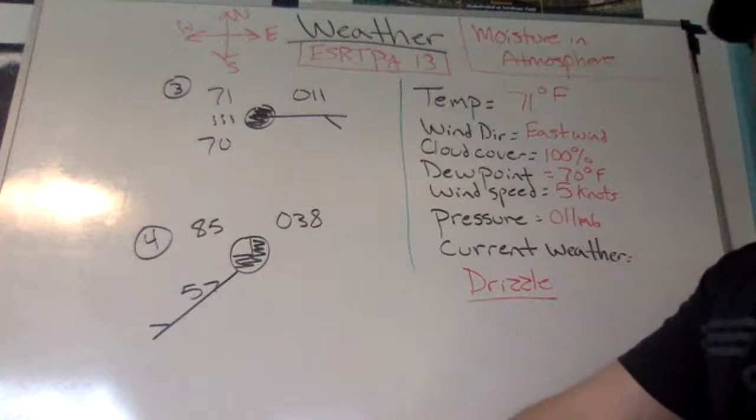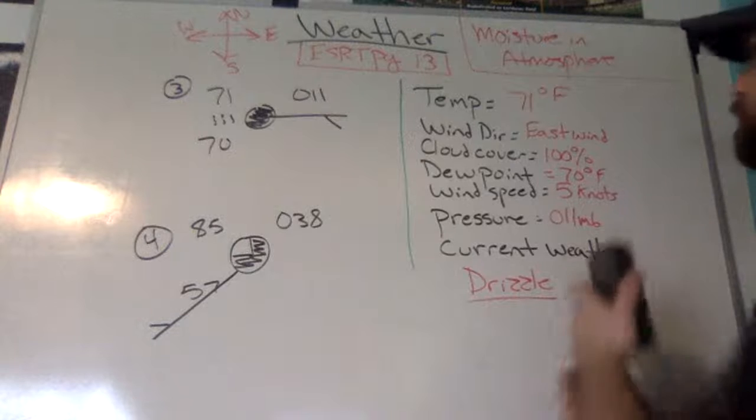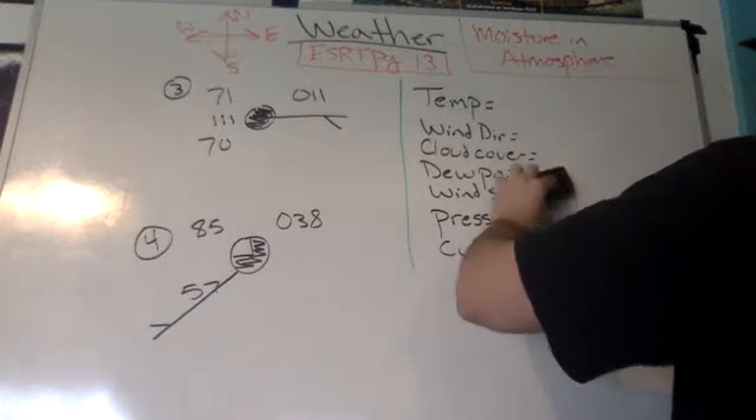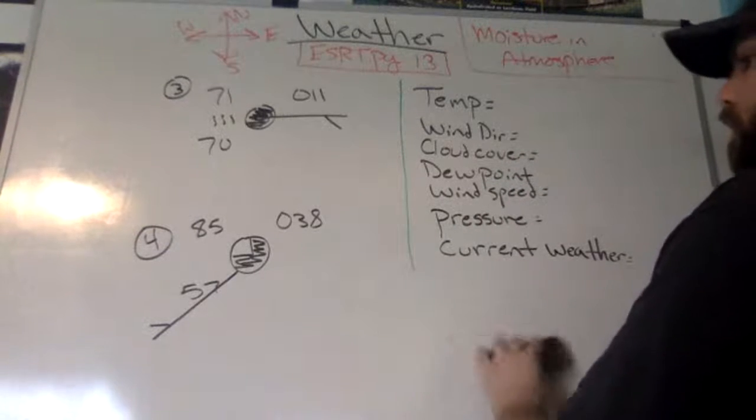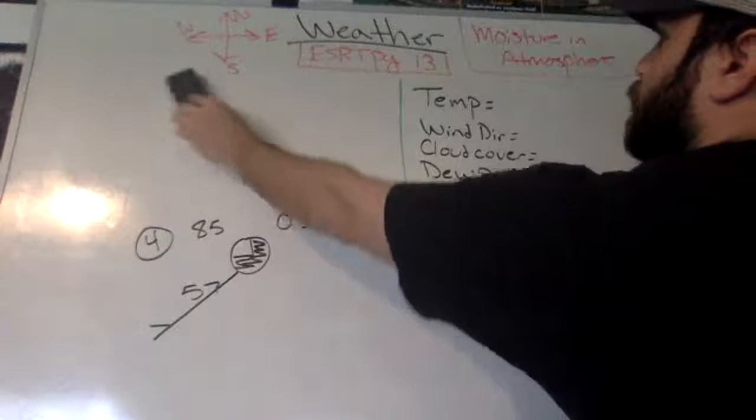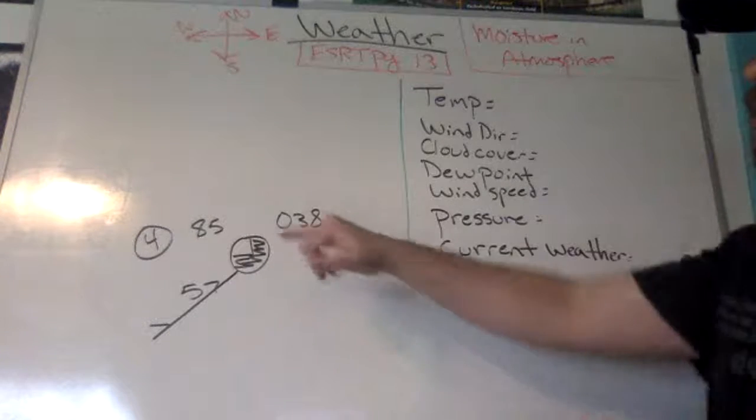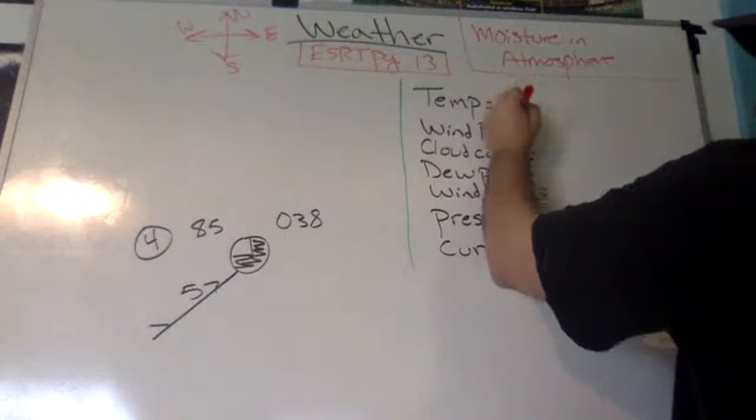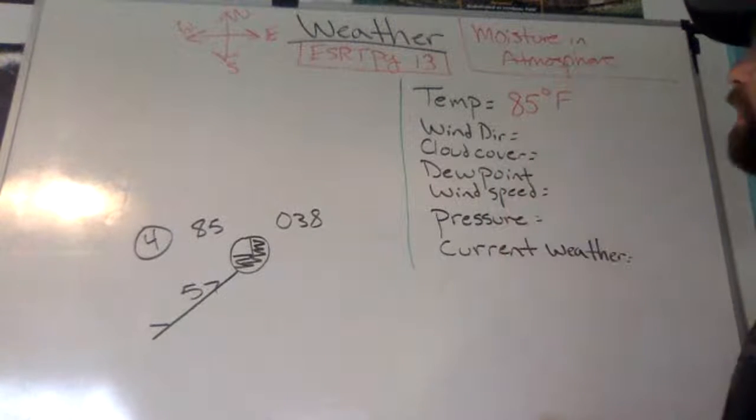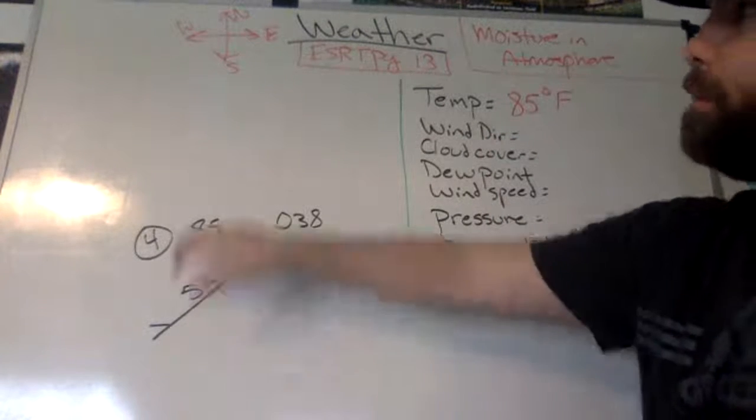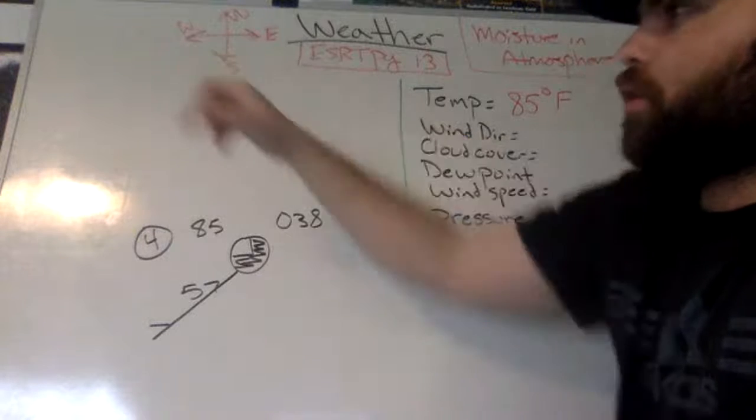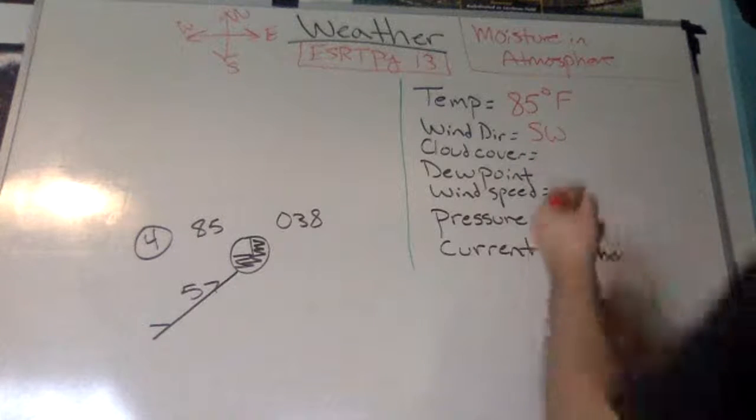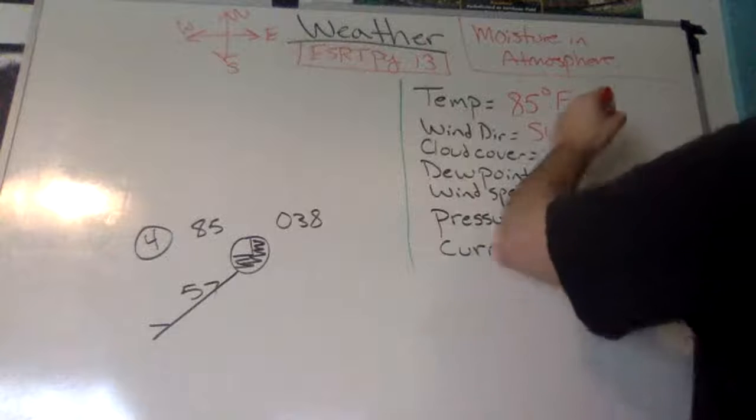Now, if we do this for the next one, all right, get rid of this. Now we're on number 4. So number 4, we got temperature. Top left again, nothing changes. 85 degrees Fahrenheit. Wind direction, okay? Now it fits in between south and west. So we're going to put southwest. It's a southwest wind. It's heading, all right, northeast.